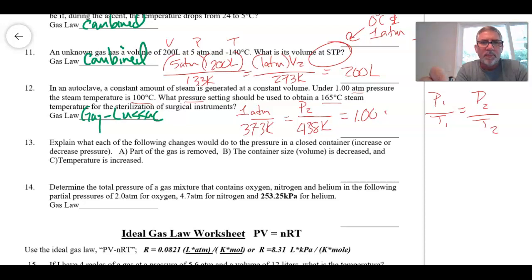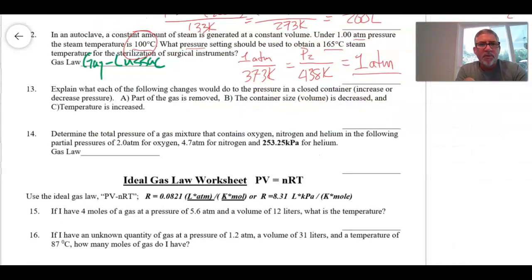Hold on a second. I get 1 ATM. In actuality, you'll get 1.17, but I have 1 digit here, right? So I'm obligated to go to 1 digit there. So it should be about 1 ATM. You solve it. 13 doesn't require a gas law.